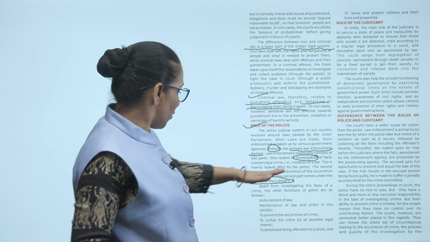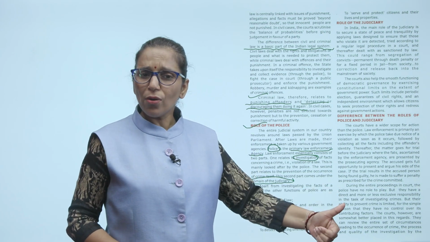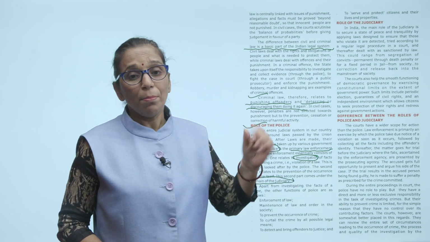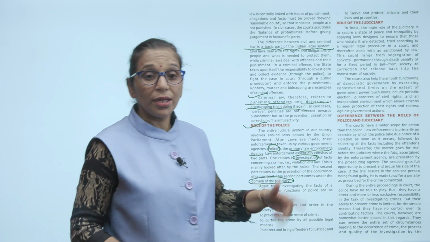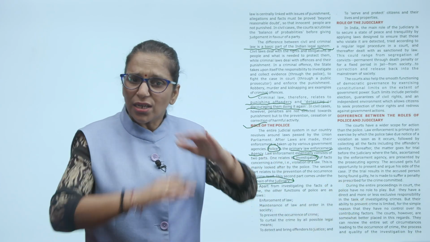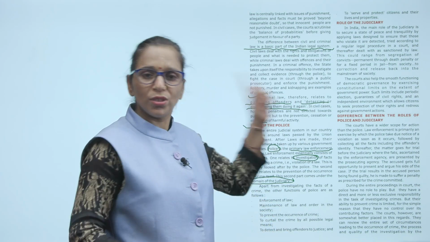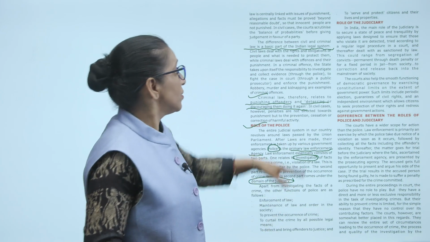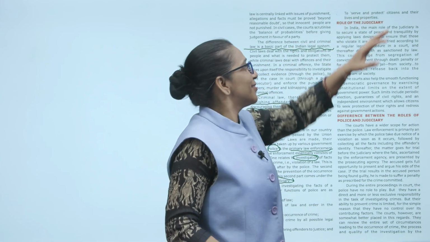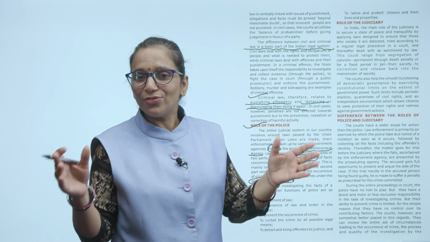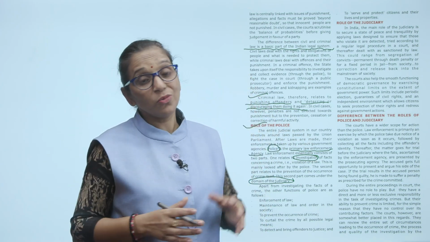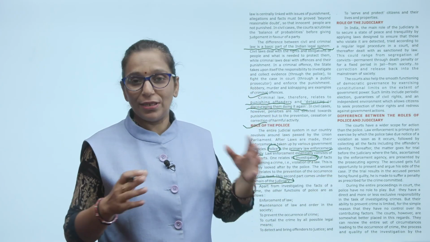Apart from investigating the facts of crime, the other functions of police are enforcement of law, maintenance of law and order in the society, preventing the occurrence of crime, curtailing crime by all possible legal means, detecting and bringing offenders to justice, and serving and protecting the citizens and their lives and properties. These are all the responsibilities and functions of our police.